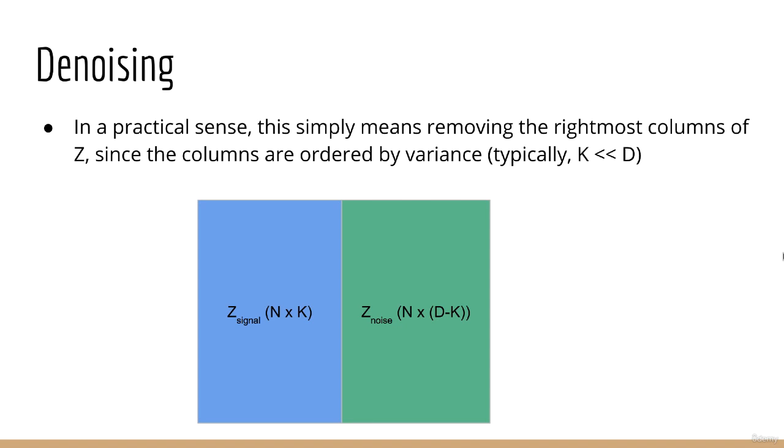And again, in a practical sense, this is accomplished by simply ignoring the rightmost part of Z, since Z is ordered in terms of decreasing variance. So instead of keeping the full n by d version of Z, we just take the leftmost part of Z of the shape n by k, where k is much less than d. Okay, and so in that sense, this is equivalent to dimensionality reduction.